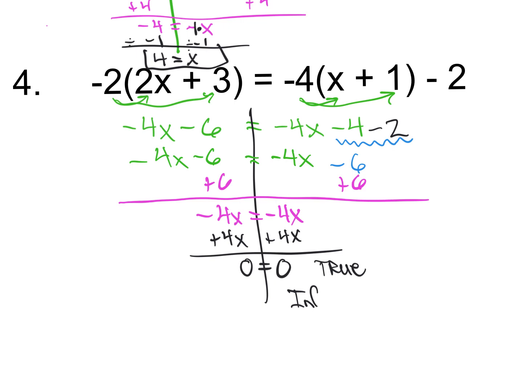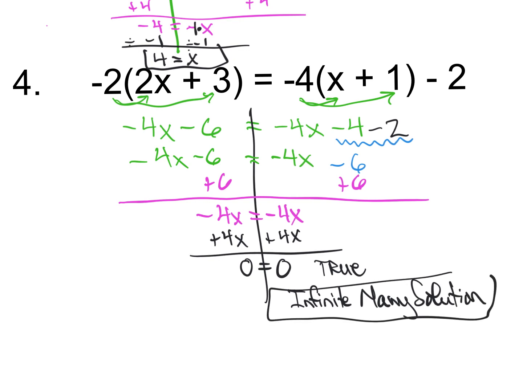What does this mean? That means infinitely many solutions, or all real numbers, true for all real numbers. So I can put any number into this equation and it makes both sides equal, or both sides true.